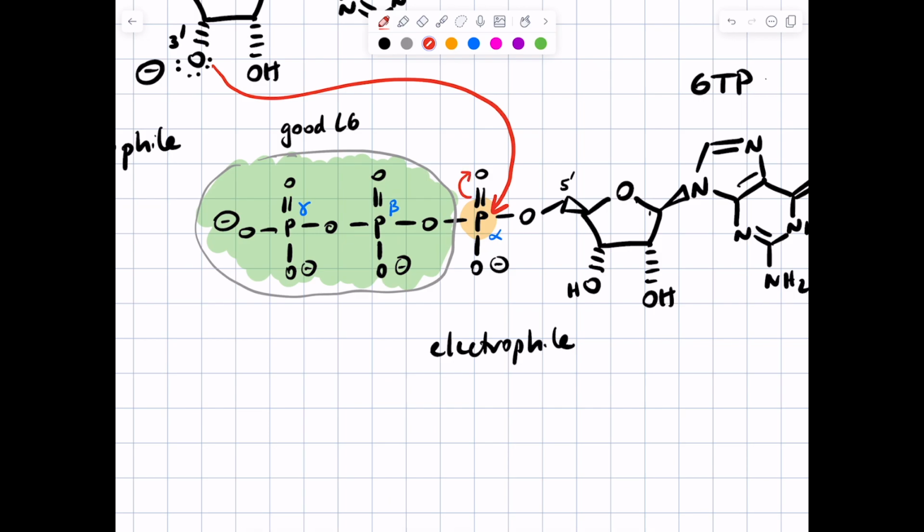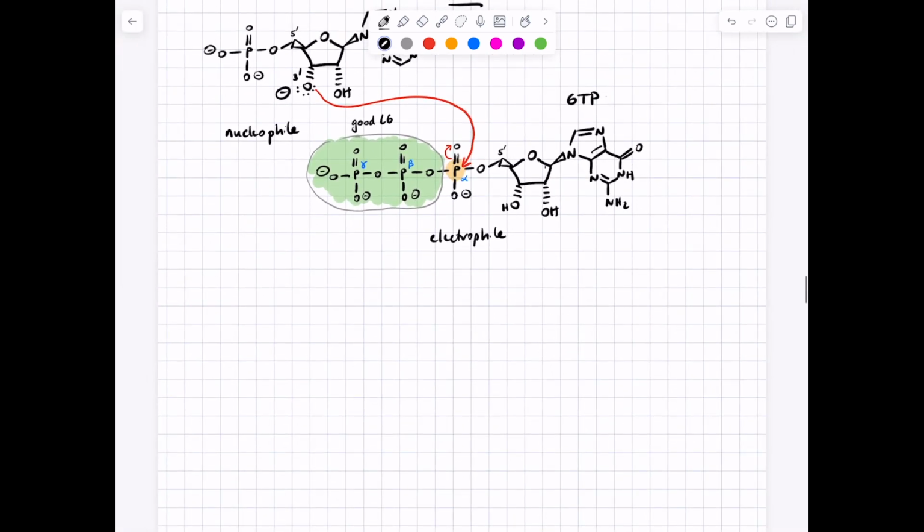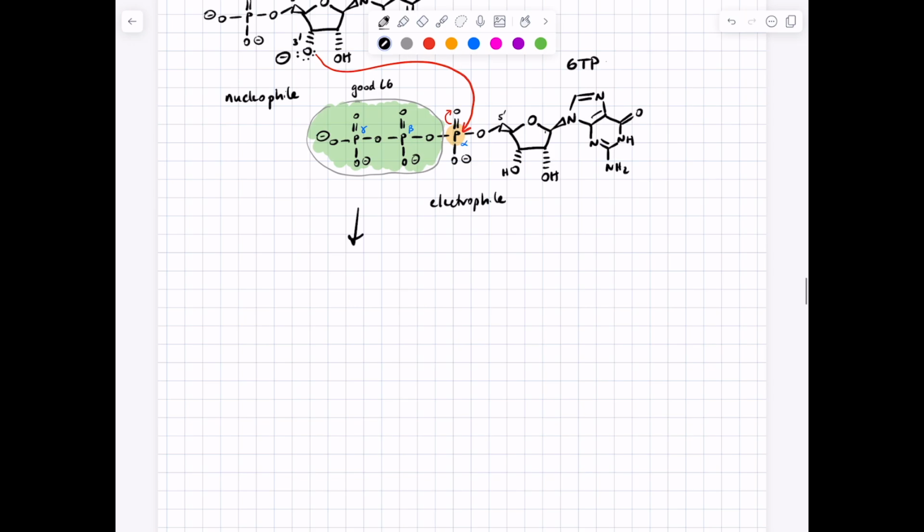That is, you get an intermediate in which the 3' hydroxyl oxygen is bound to the alpha phosphorus before the leaving group leaves. Zooming in just on the relevant portions of the molecule, that intermediate would look like this.